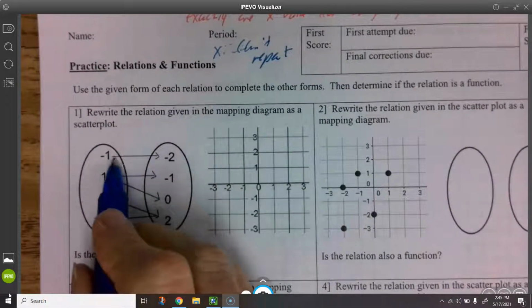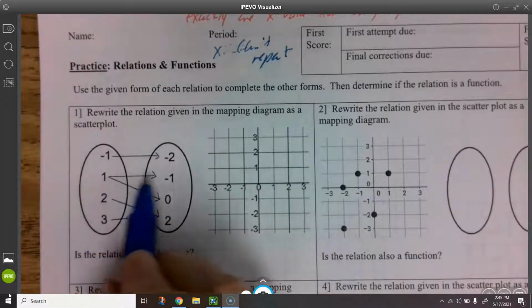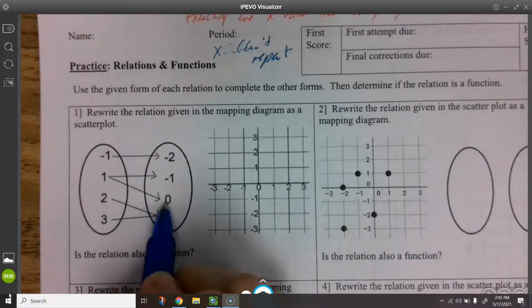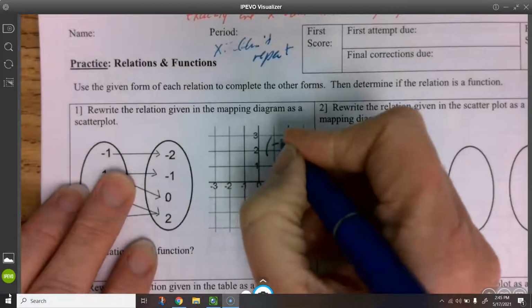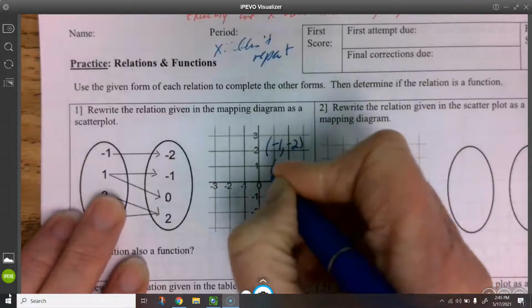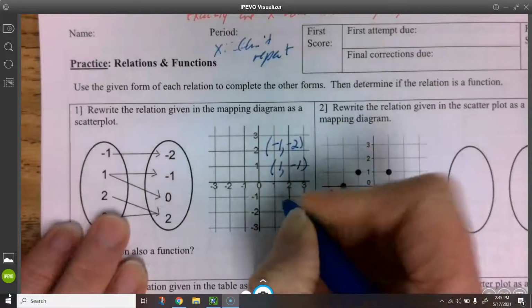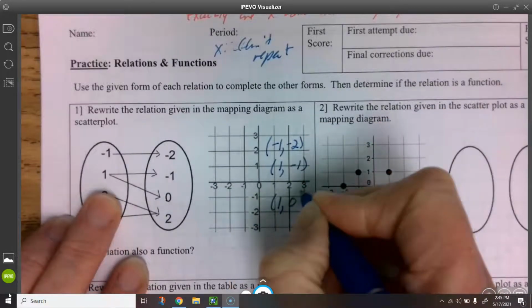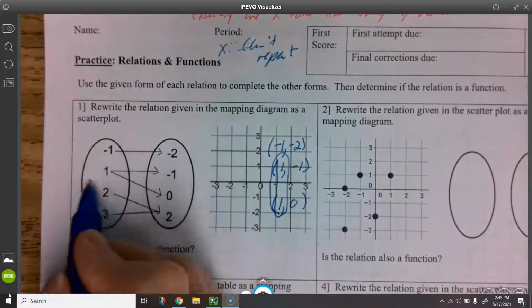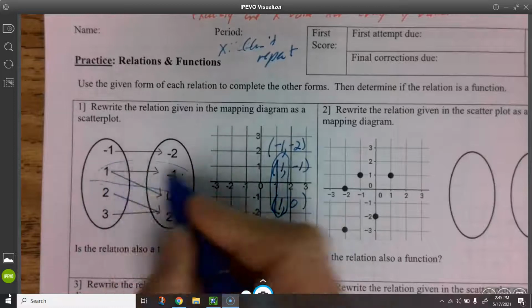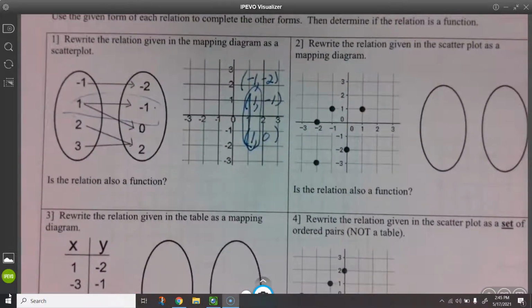Okay, so here I go. Negative 1 goes to negative 2. 1 goes to negative 1, and it also goes to 0. So if I were writing this out as ordered pairs, that would be negative 1, negative 2. This would be 1, negative 1. This would also be 1, 0. Ta-da! Not a function, because right here, it can only go to one x value.